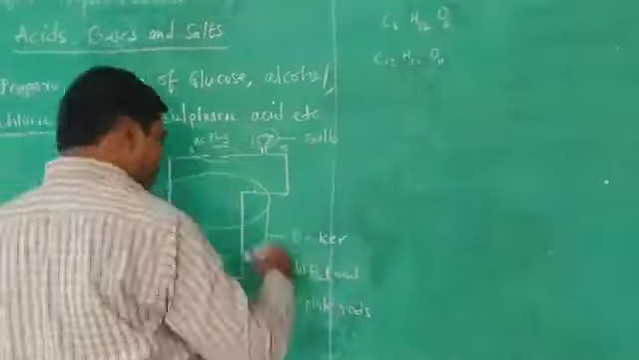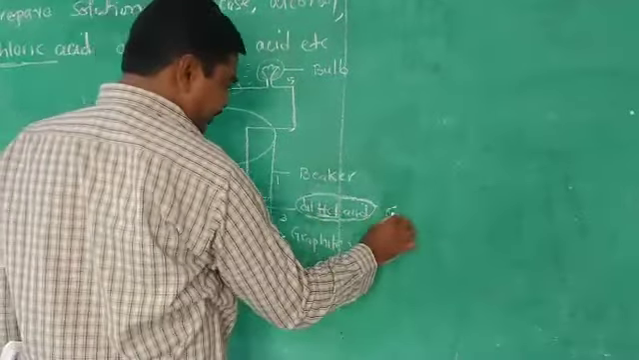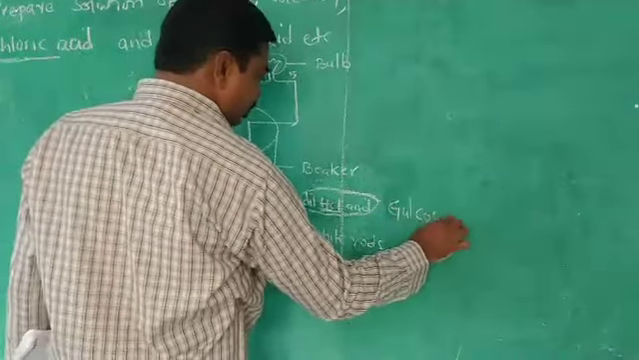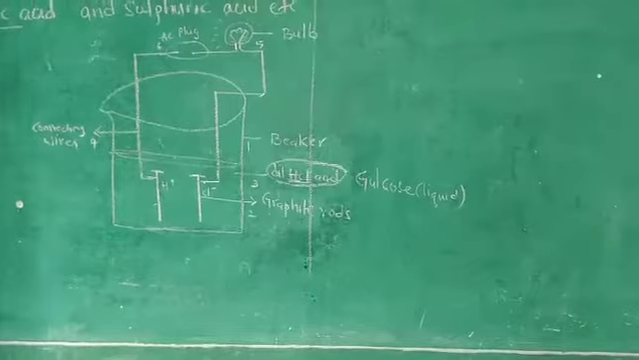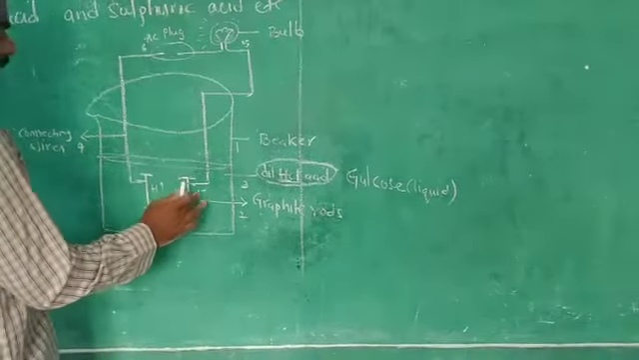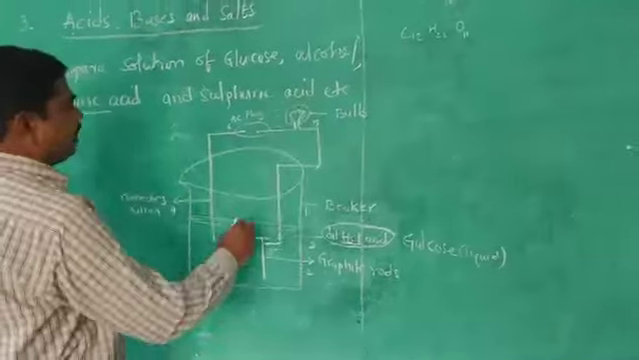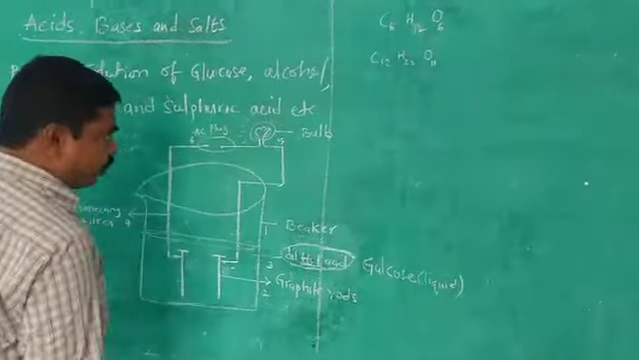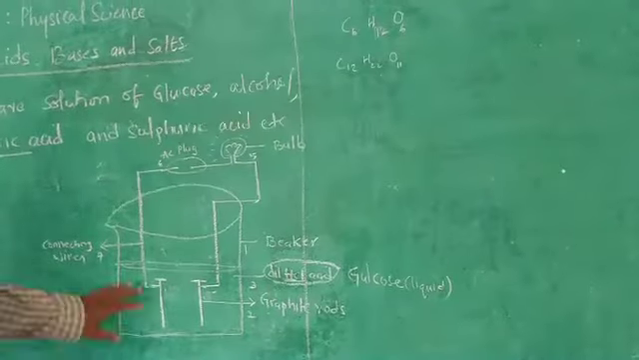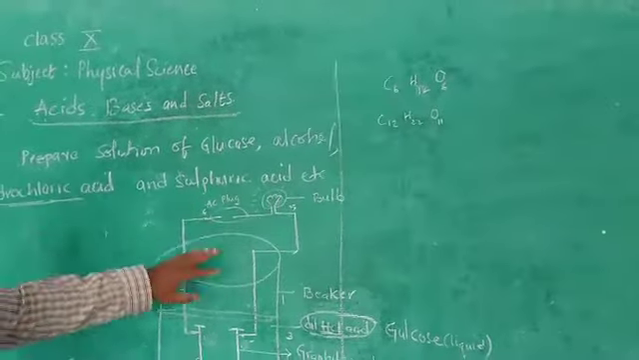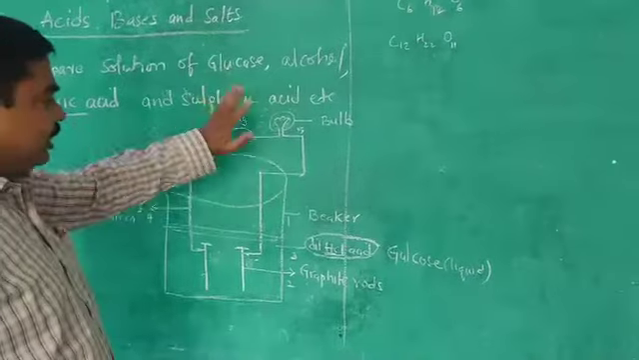Whenever you are taking that glucose liquid, you have to replace it here. If you are replacing glucose liquid, what will happen here? The H plus and Cl minus will not be there. The molecules will not be dissociated. The current will not flow through this. The bulb will not glow. From this experiment, we are saying that if you are taking the glucose, the molecules will not be dissociated. The current does not flow through these, and the bulb will not glow.